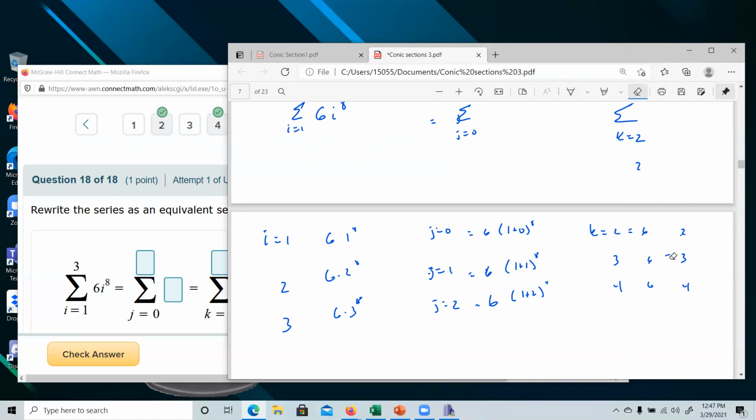Yeah, negative 1. Okay, there we go. So negative 1 plus 2 to the 8th, negative 1 plus 3 to the 8th, negative 1 plus 4 to the 8th.